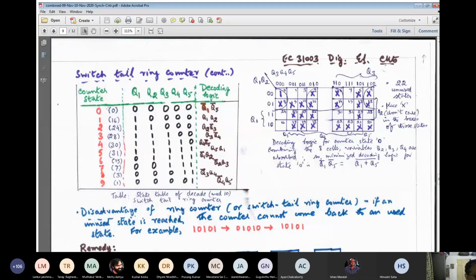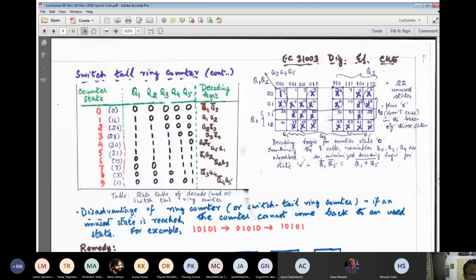Also I've written what the decimal equivalents are: 0, 16, 24, 28, and so on. Now, if you write it, you can mark those which are not used. For example, 2 is not used, 4, 5, 6, 8, 9. So all the 22 you connect with X.